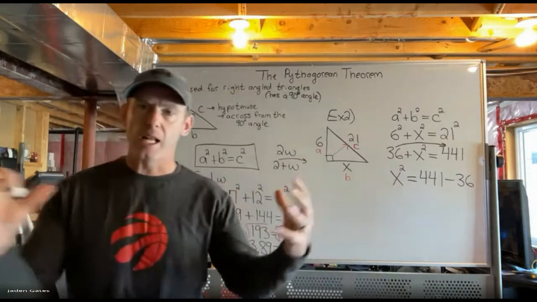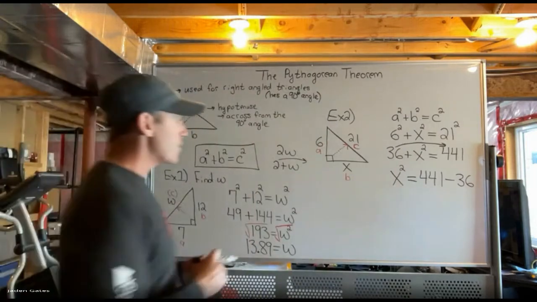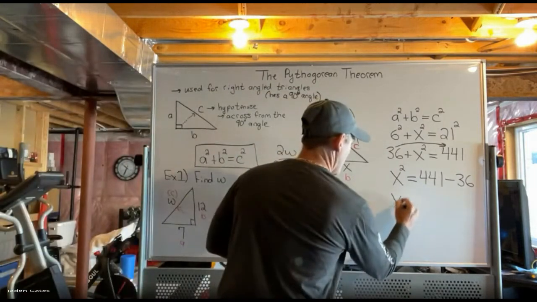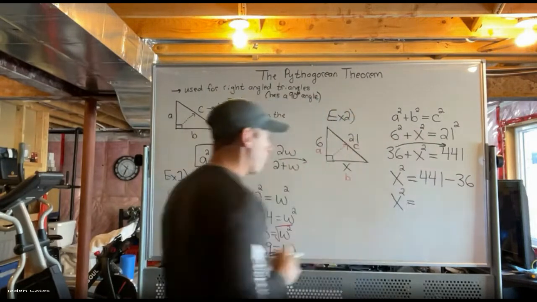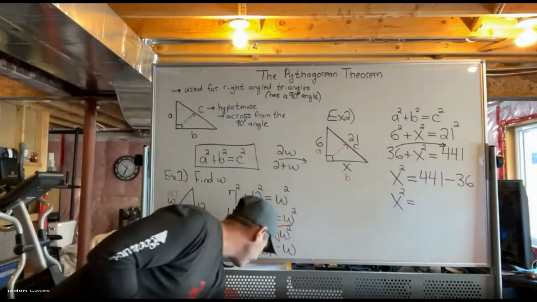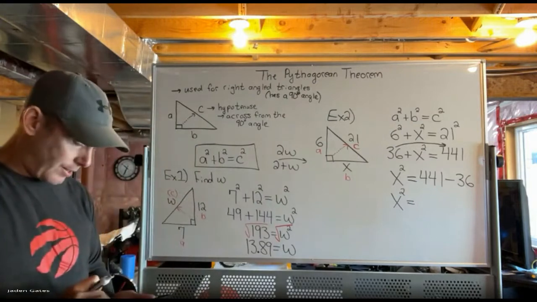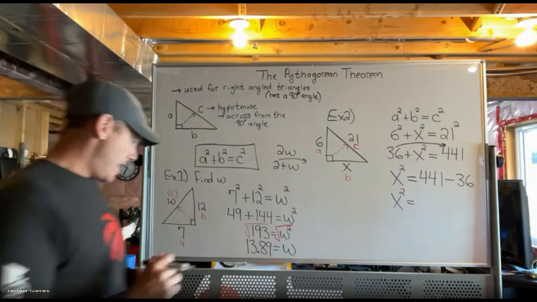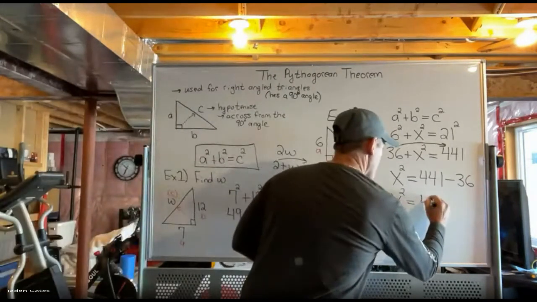I can figure this out. That's a number. Again, I like to shrink things down. So I got my x squared. I take my 441, I subtract 36, and I end up with 405.